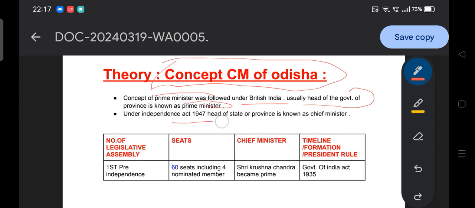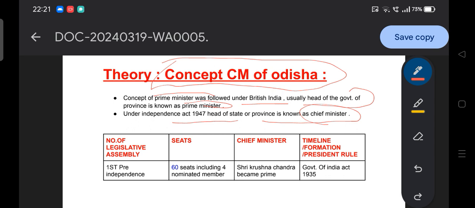Then under the Independence Act 1947, the head of the state or province is known as chief minister. After independence, meaning 1947 onwards, the head of the state is known as chief minister. If they ask who is the first chief minister, then you will provide the answer accordingly. If they ask who is the first prime minister, then you have to provide that answer. So you don't need to worry. I hope this point is very clear to you.